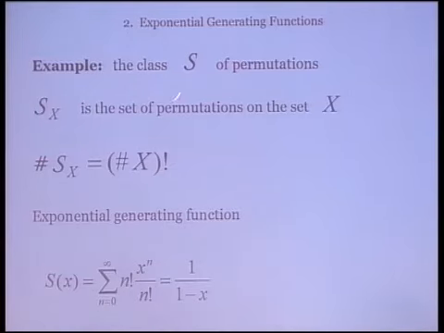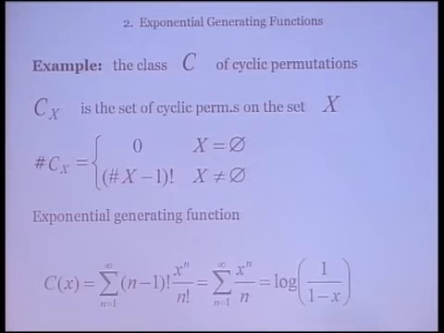Permutations. This is starting to show the theory a bit better because we have a nice formula for the exponential generating function. But again, these are trivial cases where we can count them from first principles. Cyclic permutations. It doesn't take long to convince yourself that if you have a set of n elements, there are n minus 1 factorial cyclic permutations of that set.